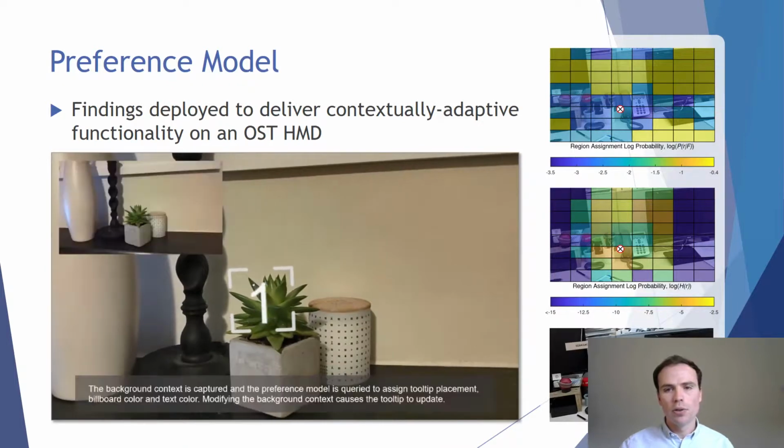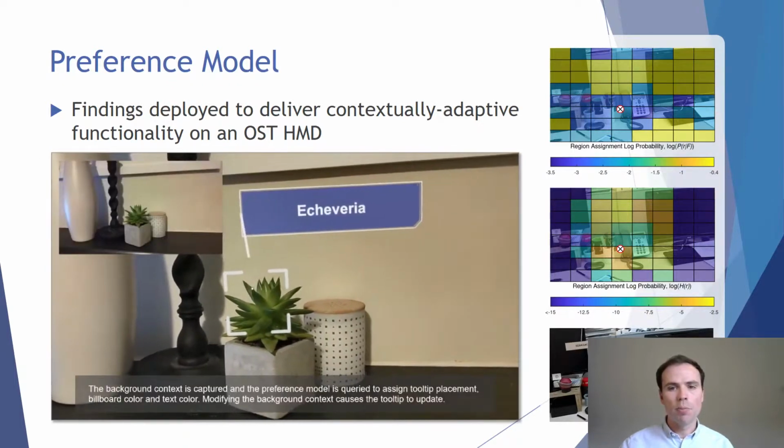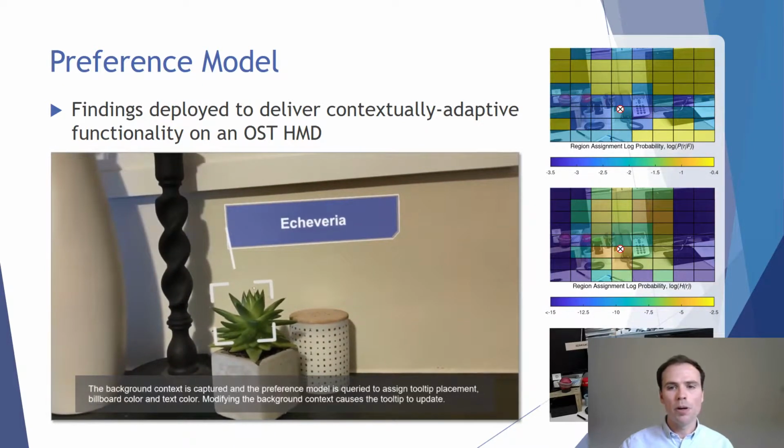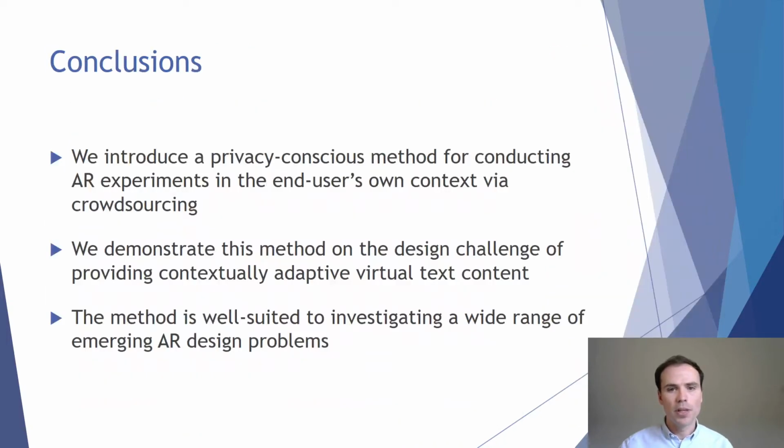Finally, we used the collected design guidance to derive a preference model for determining appropriate appearance and placement of text content given the background context. This was deployed as a demonstration on the Microsoft HoloLens, as shown in this video. To conclude, our paper introduces a privacy-conscious method for conducting AR experiments via crowdsourcing to complement lab-based studies. We show that the method is effective and delivers useful findings, and we expect that it can be applied to a wide range of emerging AR design problems.